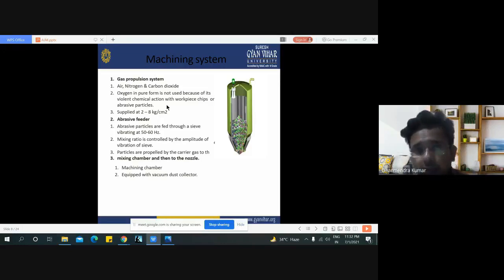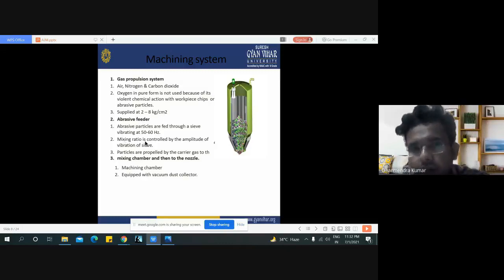Here a multiple choice question also arises: is pure oxygen used in abrasive jet machining or not? Then our answer would be no, pure oxygen is not used in abrasive jet machining. Gas is supplied at 2 to 8 kg per centimeter square.